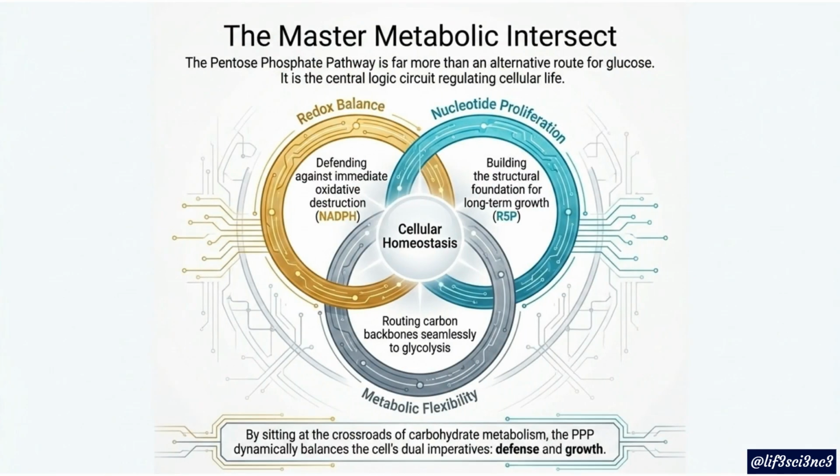Ultimately, the pentose phosphate pathway is far more than just a minor detour or an alternative route for processing glucose. It acts as a central metabolic logic circuit regulating cellular life. By sitting precisely at the crossroads of carbohydrate metabolism, it grants the cell absolute metabolic flexibility. It dynamically balances the cell's two most fundamental competing imperatives: protecting itself from immediate biochemical destruction today, and building the structural molecular foundation to grow and replicate tomorrow.